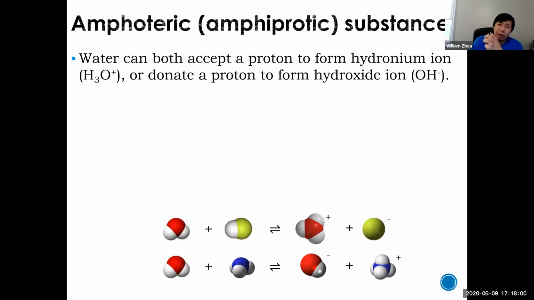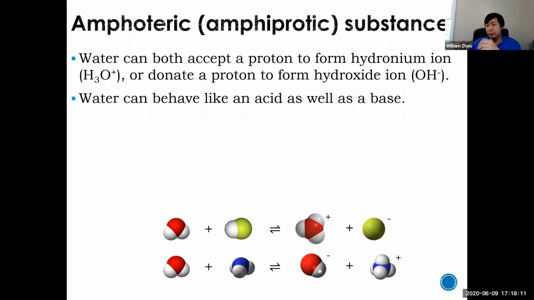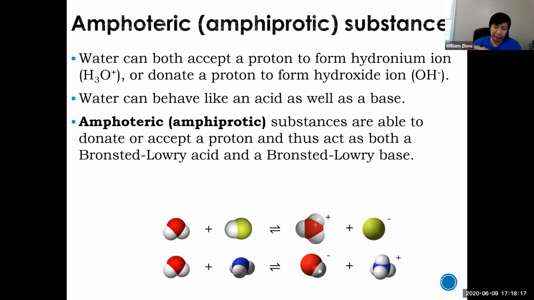So I said that water can both accept a proton or donate a proton. And as a result, we have a special word for that. If you bat for both teams, if you will, if you behave like an acid and a base, you're called amphoteric or amphiprotic, whichever floats your boat. Amphoteric is the more commonly used word here. So these are substances that are able to donate or accept protons. So they could be acid and base.